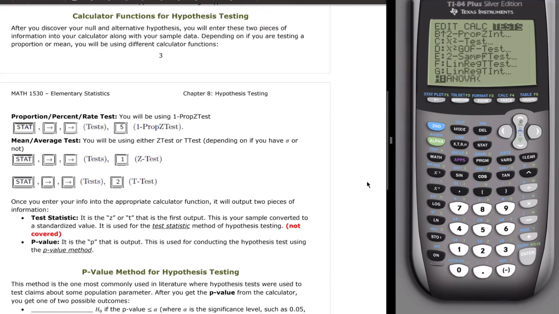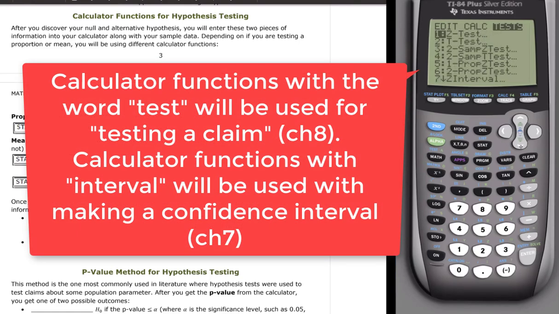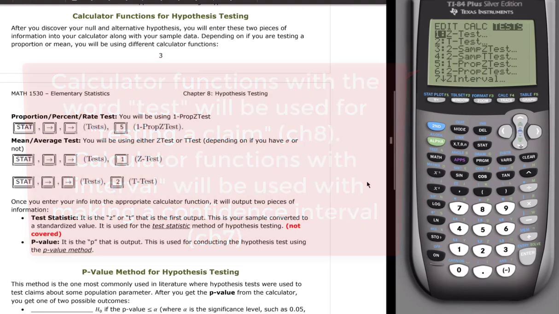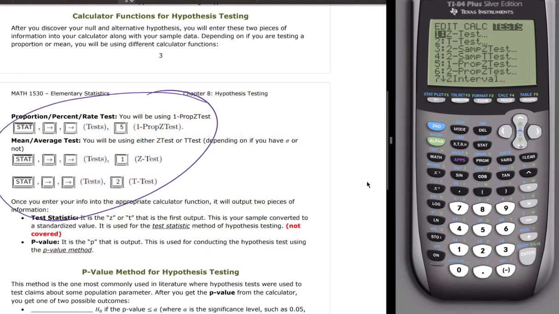And that's one thing you definitely need to make sure you're getting situated in your mind for your third exam: which calculator functions do I use for certain problems. When it has hypothesis test or test a claim, that's when you're going to be using one of these three calculator functions right here. If it says test a claim or test a hypothesis, something like that, that's where you're going to be using one of these. Whereas if it said make a confidence interval or construct an estimate, that's when you're going to use something from Chapter 7, Z interval or something.